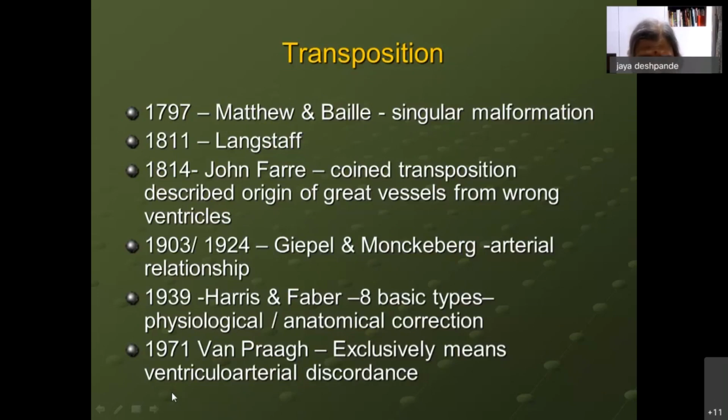But in 1971, it is Van Praag who said that transposition exclusively means ventriculo-arterial discordance. It doesn't matter about the arterial relationship. When you have ventriculo-arterial discordance, that means the ventricles are connected to the wrong great vessels, then you have the condition of transposition, irrespective of how the great vessels are related.